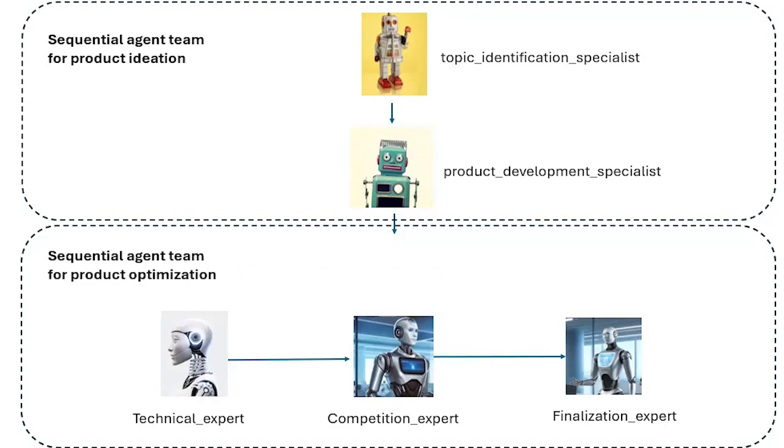Subsequently, there will be a second team that will try to further optimize the initial ideas that the product development specialist has generated. So there will be one agent that will look at it from a technical perspective, one agent that looks at it from a competition perspective, and one agent that will finalize the final proposal that will be generated. So this is actually what is happening in the background. And let me now show you how this application actually works.